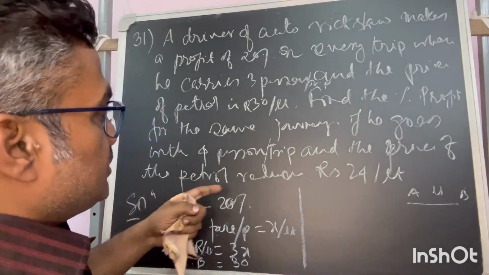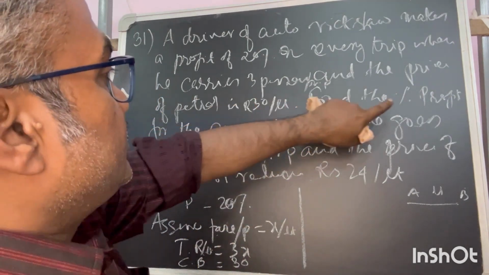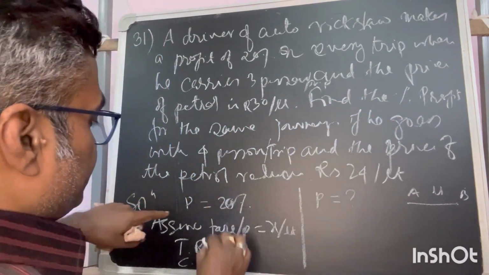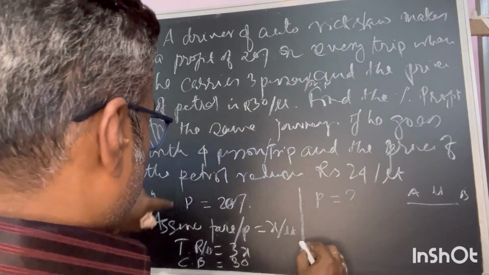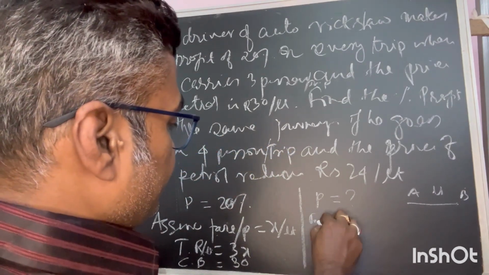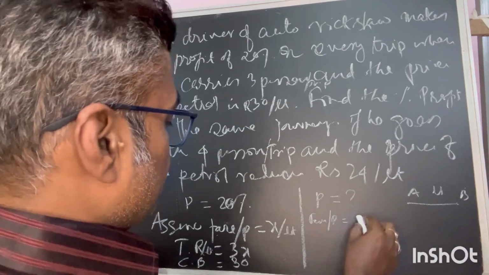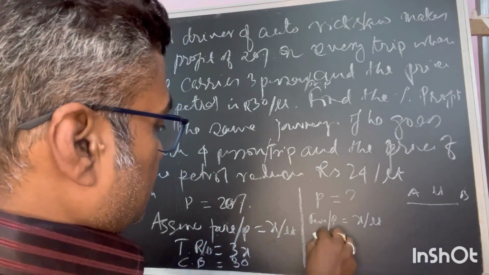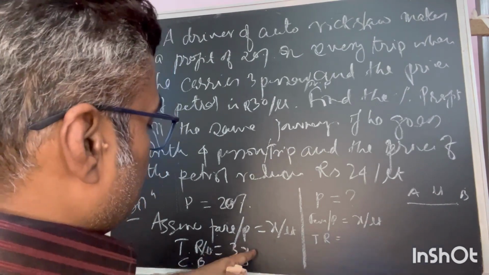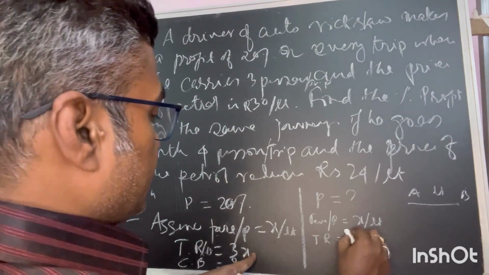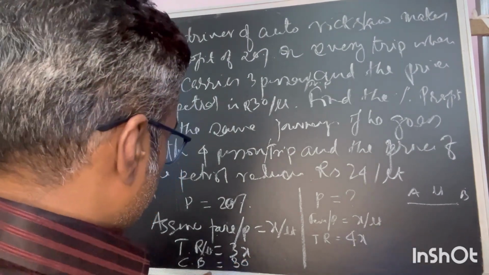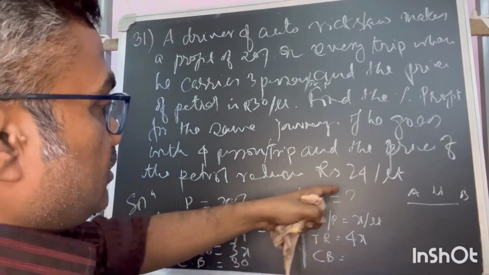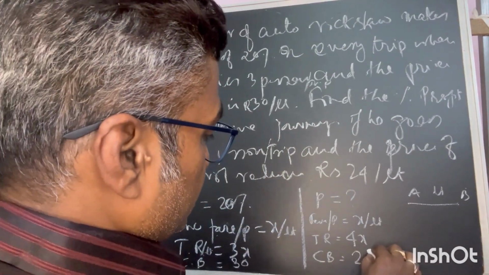For the second case, the percentage profit is unknown. The fare per person will be the same, X per liter. The total receiving will be 4 into X, since he is taking 4 passengers, and the cost he is paying is 24 rupees per liter, so this is 24.